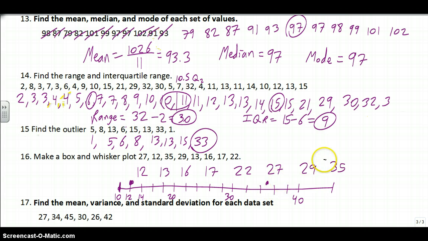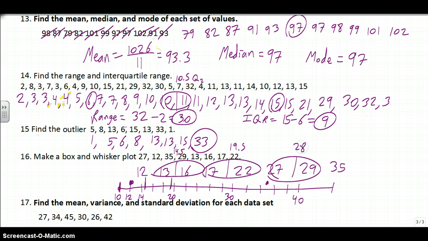For the median, there are 8 numbers, so it'll be halfway between 17 and 22, which is 19.5. So I put a bar at 19.5. Look at the lower half of your data. The median is between 13 and 16, that's 14.5, so I put a bar at 14.5. Upper half, it'll be between 27 and 29, which is 28, so I put a bar there. And I connect my box, and I make my whiskers to the dots, and boom, box and whisker plot. You basically need the lowest number, Q1, Q2, Q3, and the highest number.